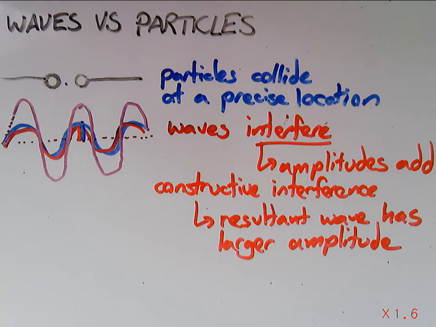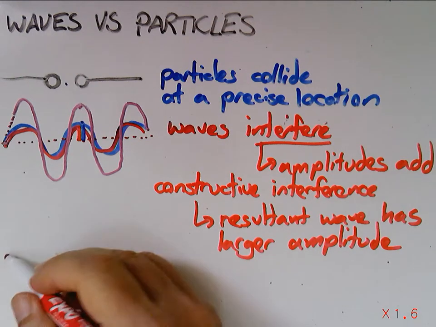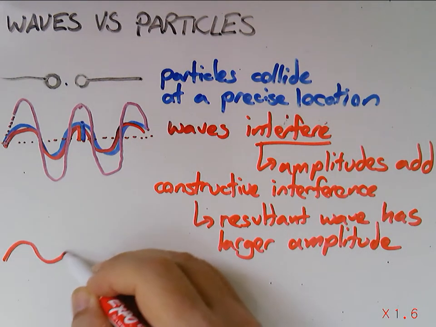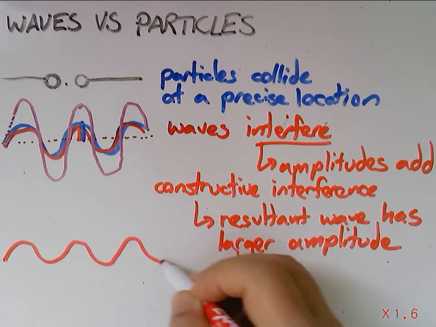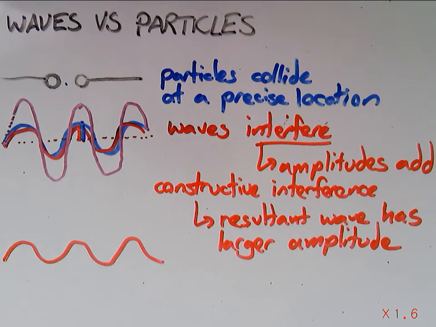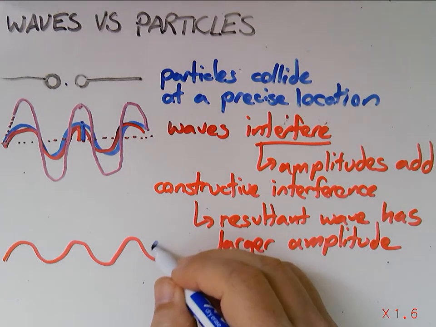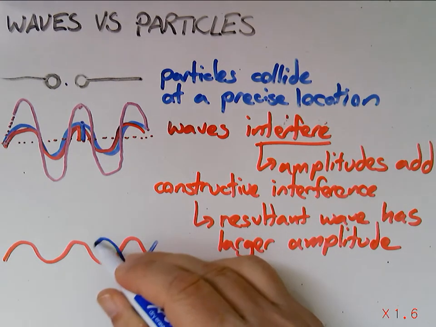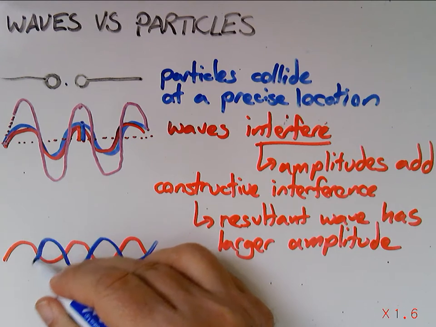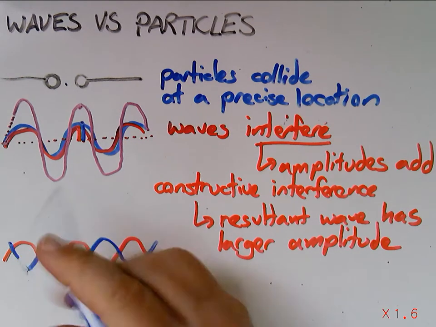Now, there's another way that they can interfere. Suppose you've got a red wave and a blue wave that look like this. Here's the red wave coming in from the left into a region of space, and here's the blue wave coming in from the right. Now they're kind of out of sync with each other.